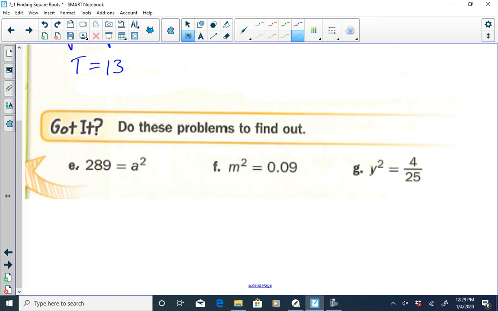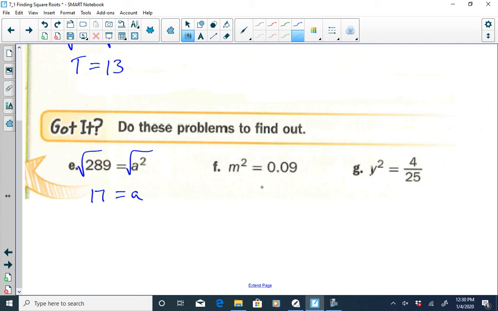Right? So if we're going to solve this equation, we take the square root of both sides of the equation. Square root of 289, what's that going to be? 13 times 13, 14 times 14, 15 times 15 is 225, 16 times 16. What's that, 17 times 17? So that's going to be 17 is equal to A.